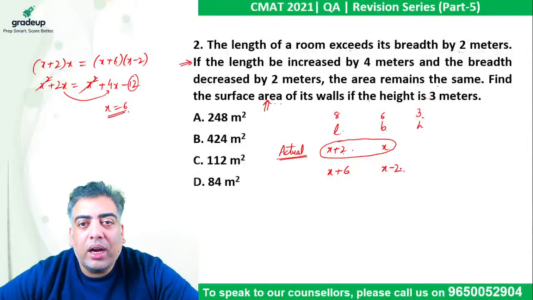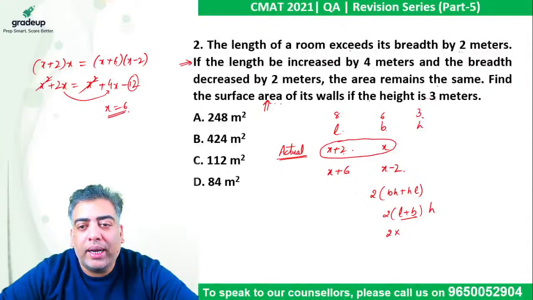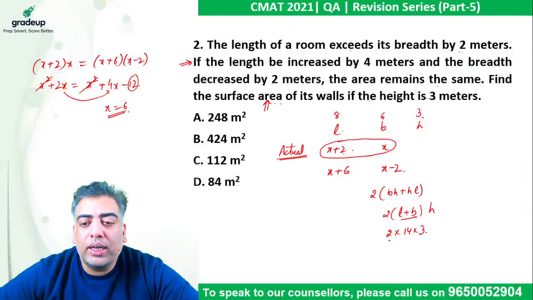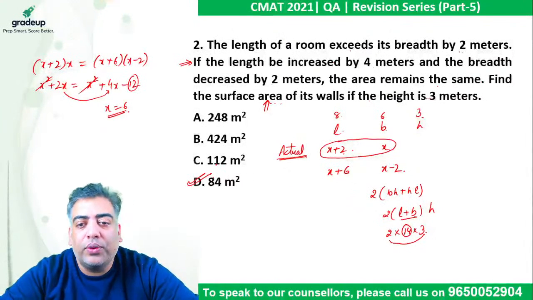And surface area of walls will be twice of, so LB will not come, it will be BH plus HL. Or we can say twice of L plus B into H. L plus B comes out to be 8 plus 6, 14, into 3. So 3 into 2 is 6, 6 into 14, answer comes out to be 84 meters square.